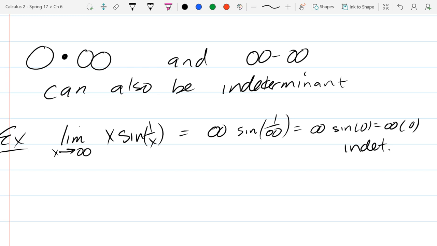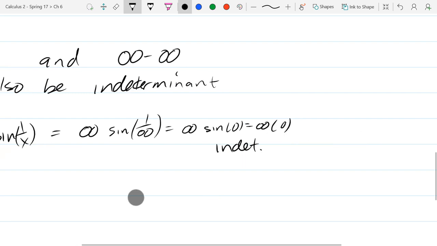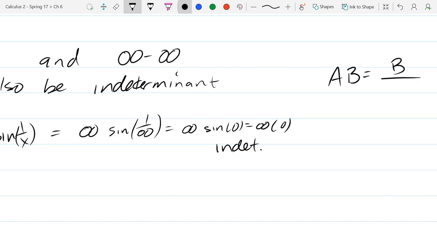So what we need to do is turn this into a fraction that's either going to have 0 over 0 or infinity over infinity. So how do you turn a product? If I just told you, hey, you got two numbers, a times b, and you have to turn it into a fraction. There's two ways to write it. One way is this. Basically, you're forcing a factor to the denominator, and you do that by writing it as a reciprocal.